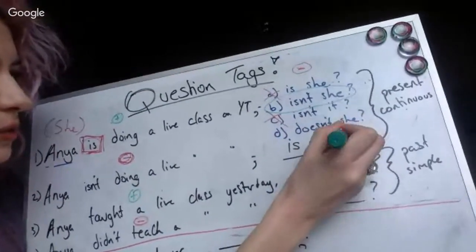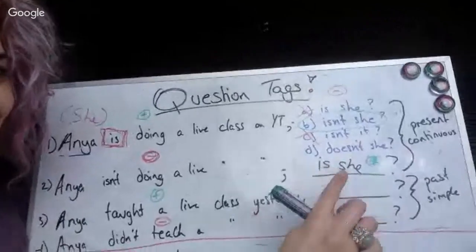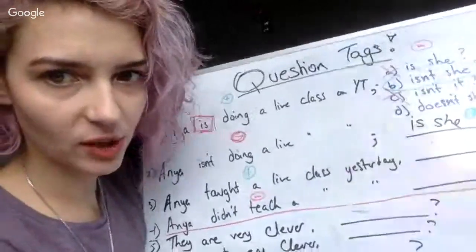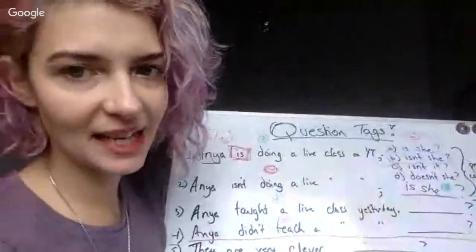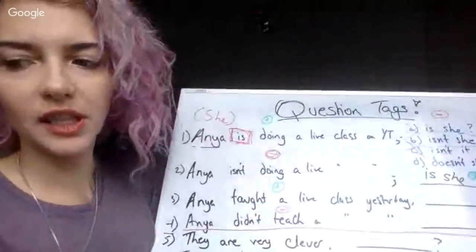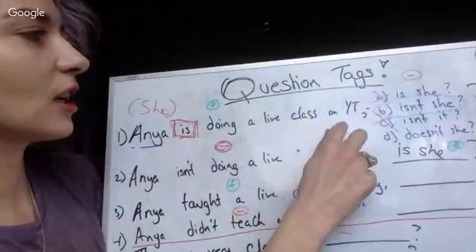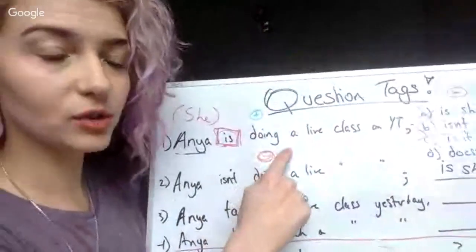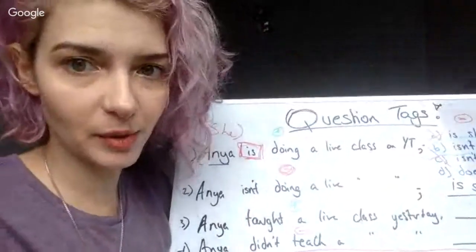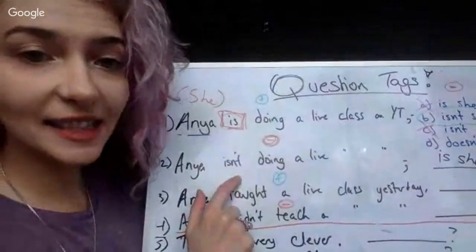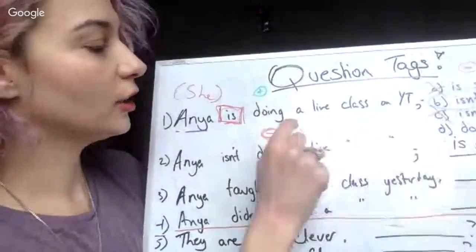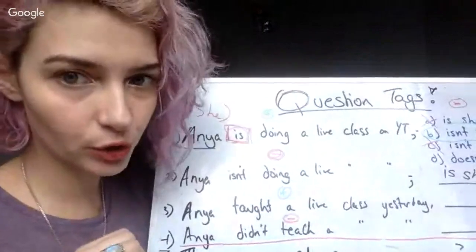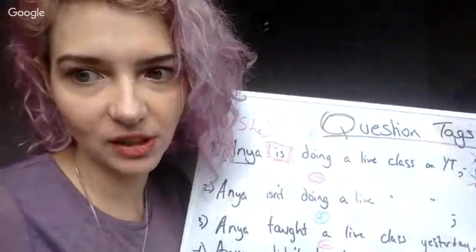Okay. Let's just pause for a moment. Okay, that's a little positive sign there. Let's just pause for a moment to think about the meaning of these two sentences with the question tags and compare and contrast them. So if we said, Anya is doing a live class on YouTube, isn't she? That means you think that I am. You think I am doing a live class on YouTube and you're just asking the other person to confirm it. If we ask this way, Anya isn't doing a live class on YouTube, is she? You think I'm not. So whatever the first sentence is, that's the thing that you think is true. And you're asking them to confirm it with the question tag.